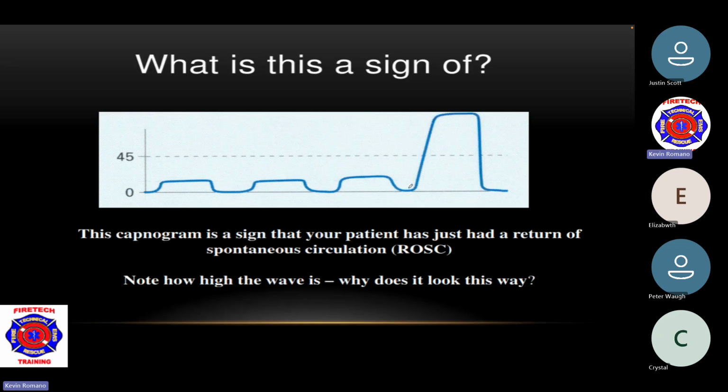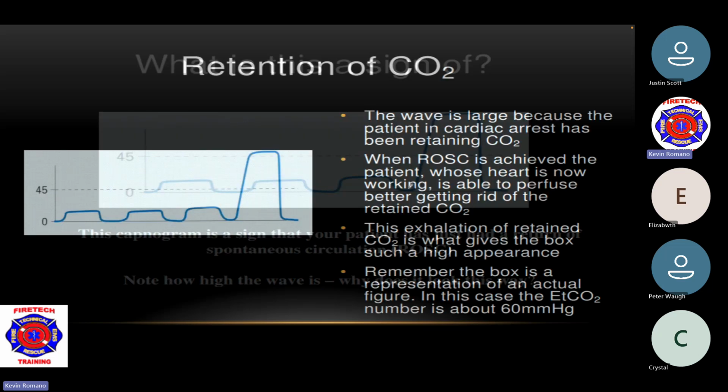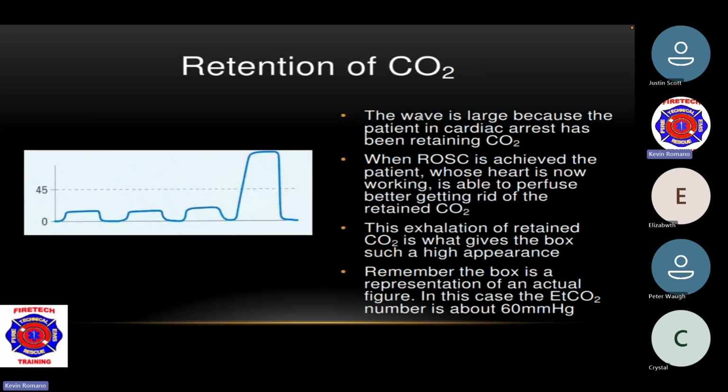Why does it look that way? Because I just mentioned before that retention of CO2. The wave is now large because the patient in cardiac arrest has been retaining CO2 for so long and just dumped everything off, because all of a sudden they got pulses back. This exhalation is retained CO2, what gives the box such a high appearance. Remember that the box is a representation of an actual figure. In this case, the end tidal CO2 number is about 60, right?